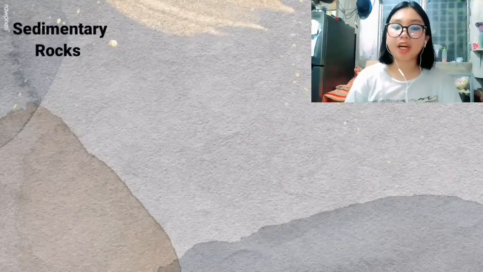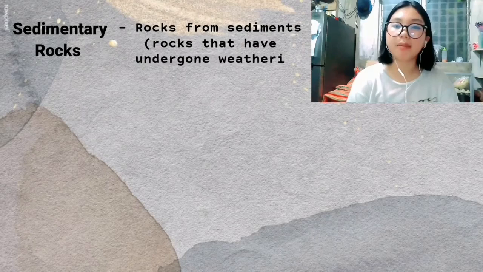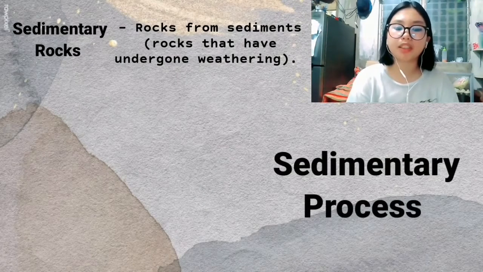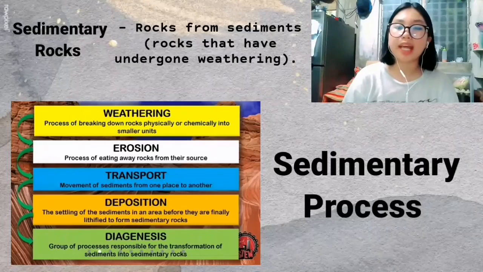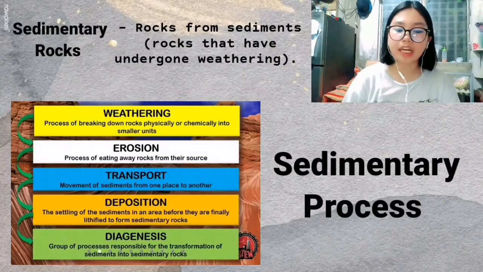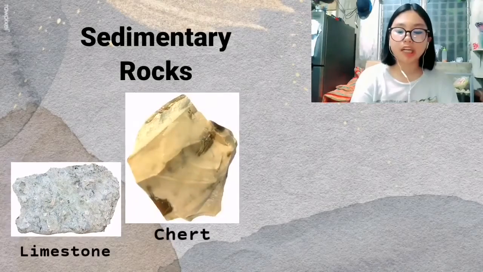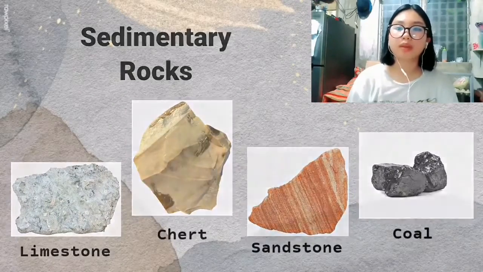Next is sedimentary rocks, or rocks from sediments or rocks that have undergone weathering. The sedimentary process: first is weathering, then erosion, then transport, then deposition, and lastly diagenesis. Examples of sedimentary rocks are limestone, chert, sandstone, and coal.